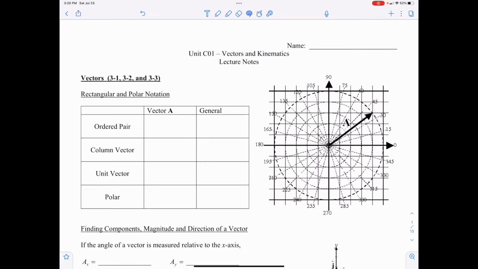Hello and welcome to this video tutorial. Here we're going to look at vectors and kinematics for the AP Physics C course. Please remember to pause or rewind the video as needed. Let's begin.